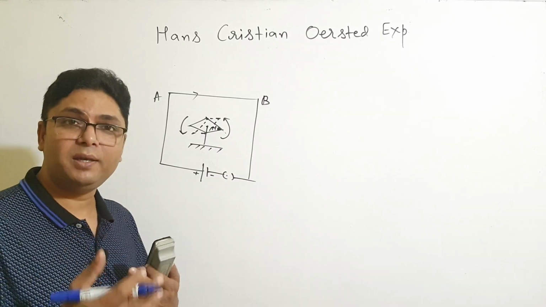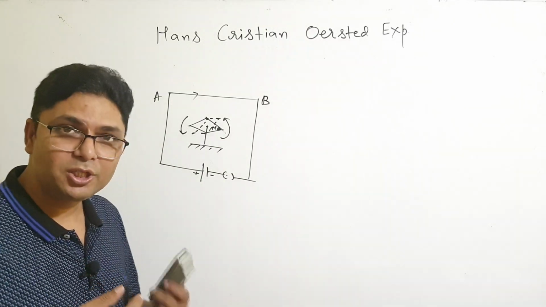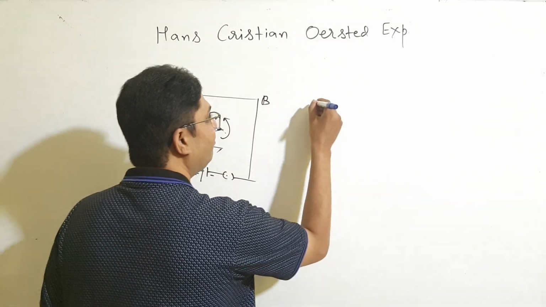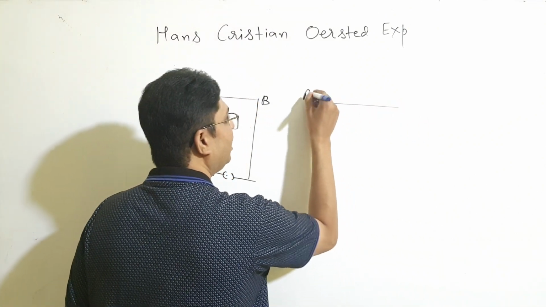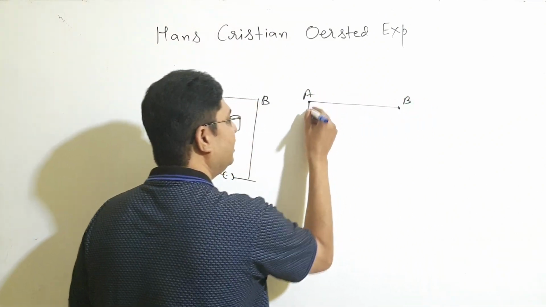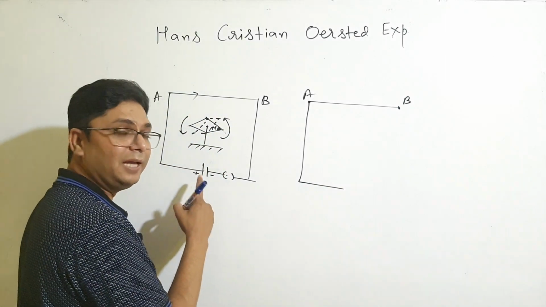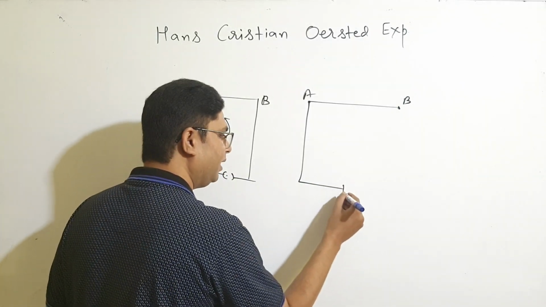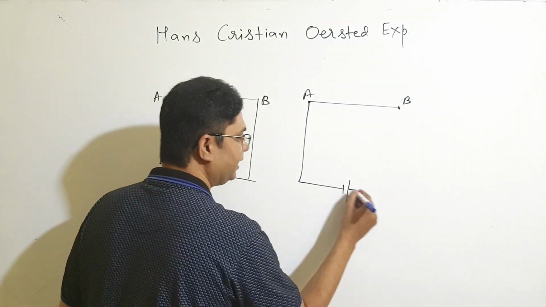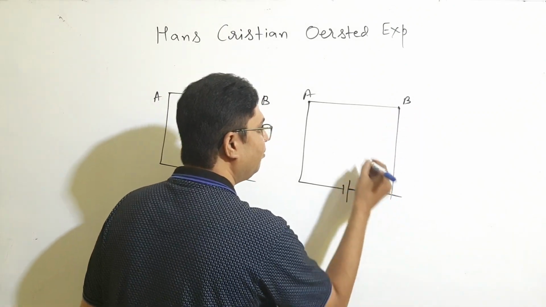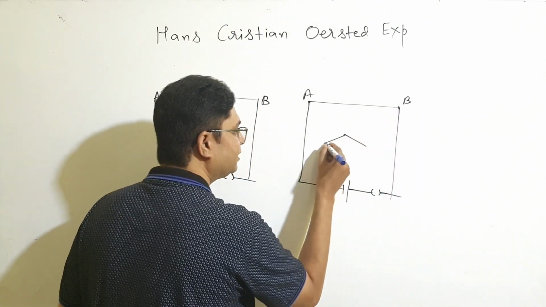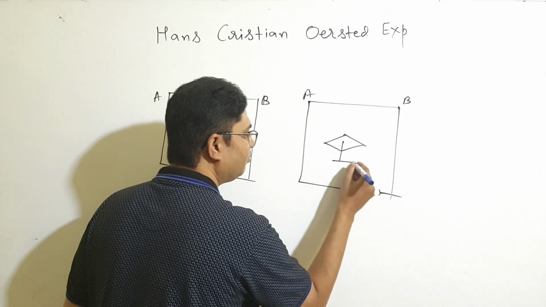When he had shown that a magnetic needle shows deflection when kept below a current carrying wire, then he thought, what will happen if the polarity of the battery is changed? Then second, he took the same conductor AB connected with the same battery source and changed the polarity. This means that minus will be here, plus will be this side, and keeping the magnetic needle at the same place.